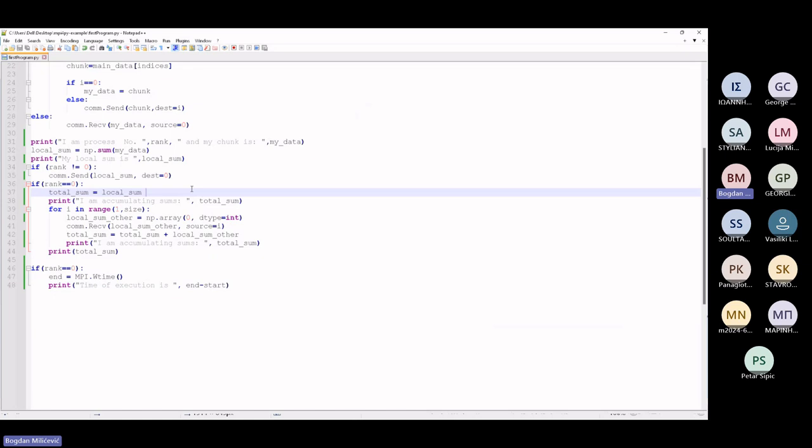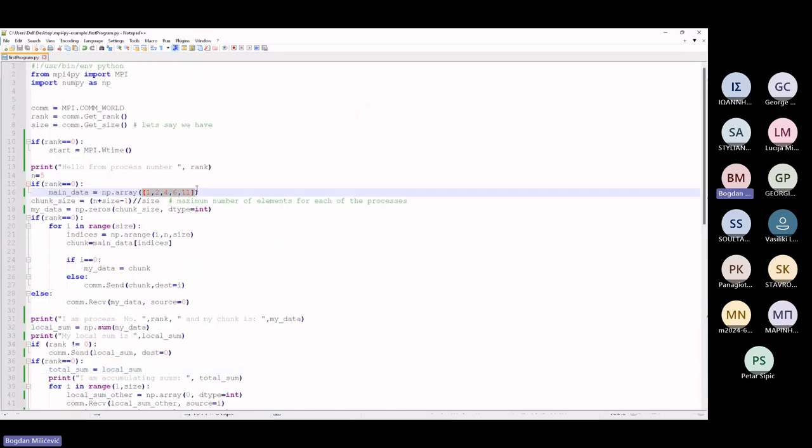This is our data. This is very, very small. So this will be done on a single process much faster. We are just losing time to create more processes and to communicate between them for such a small task. What we can try is to enlarge this.